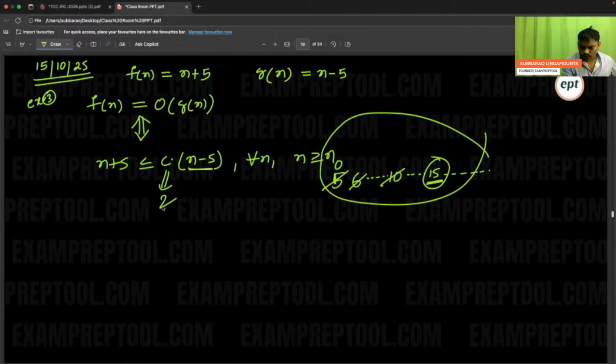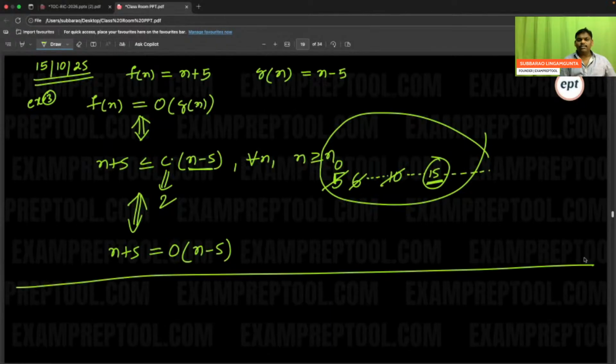C value is 2. So there exist two constants, C and N0. From that point onwards, the right hand side is bigger. Because you are able to prove this, I can say that f of n, meaning n plus 5, is big O of n minus 5. Remember, big O means right bigger. Comparing n plus 5 and n minus 5, n minus 5 side is bigger. Big O means right bigger. Let me know if anyone has any objection.